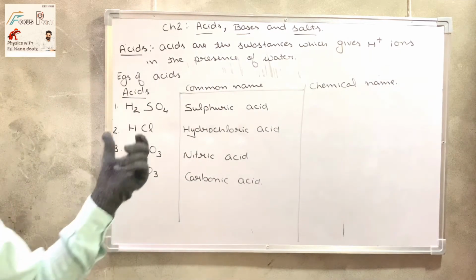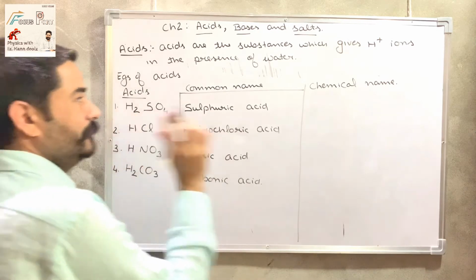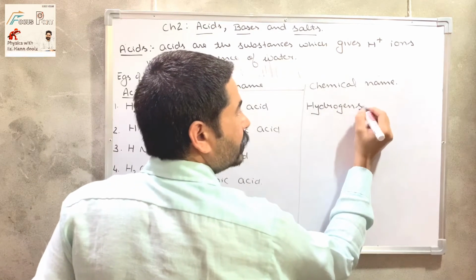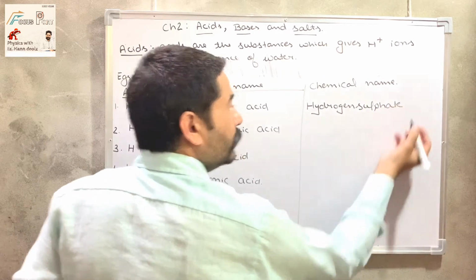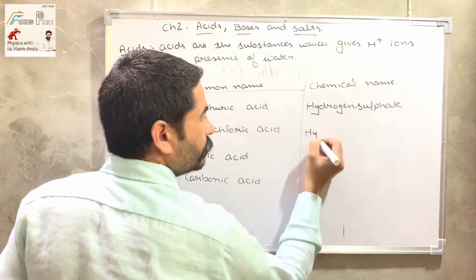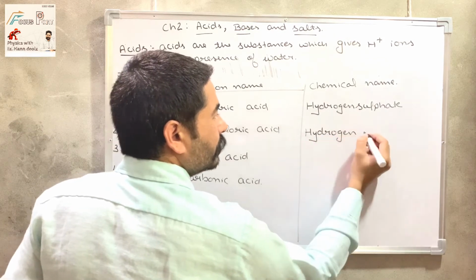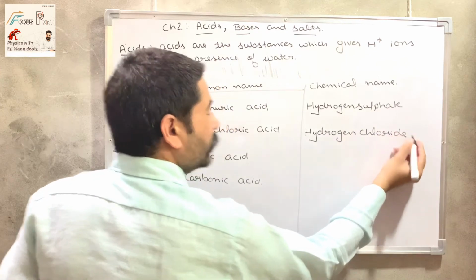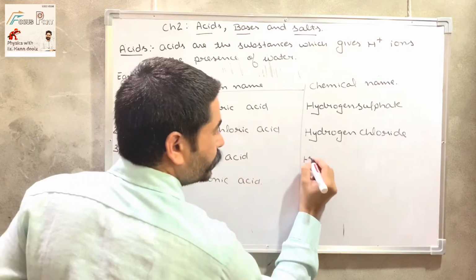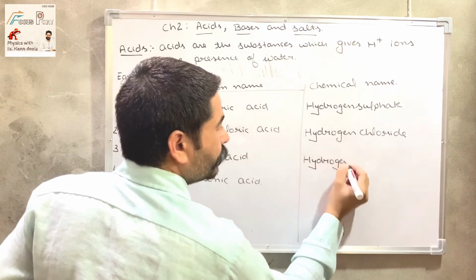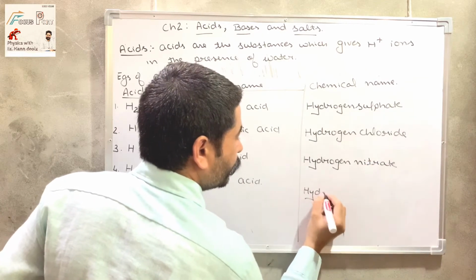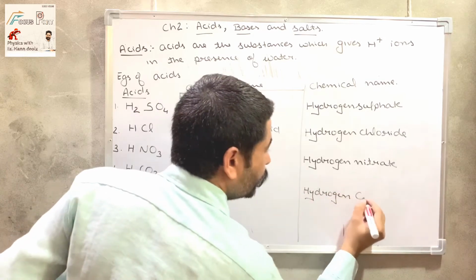So the chemical name is according to the ions. So this is hydrogen sulfate. Hydrogen, you already know, is H plus, and sulfate is SO4 2 minus. So this is hydrogen sulfate. So this is hydrogen chloride. In the same way, this is hydrogen nitrate, and this is hydrogen carbonate.